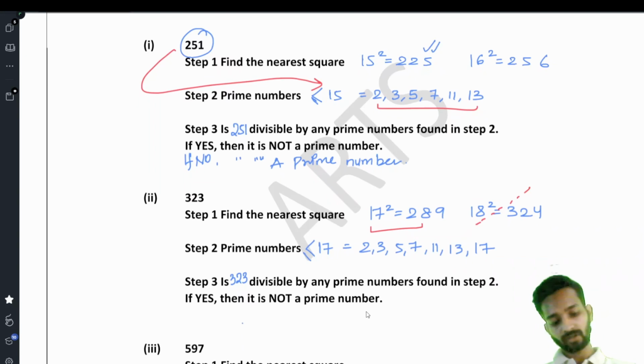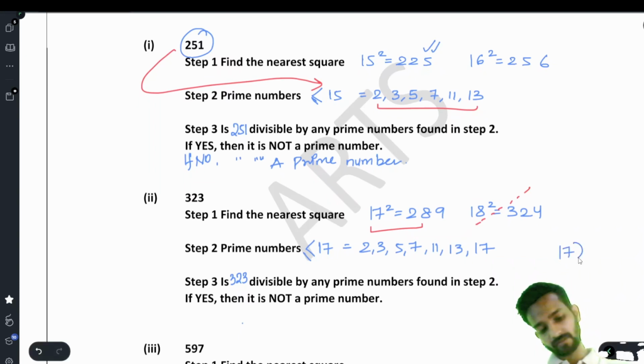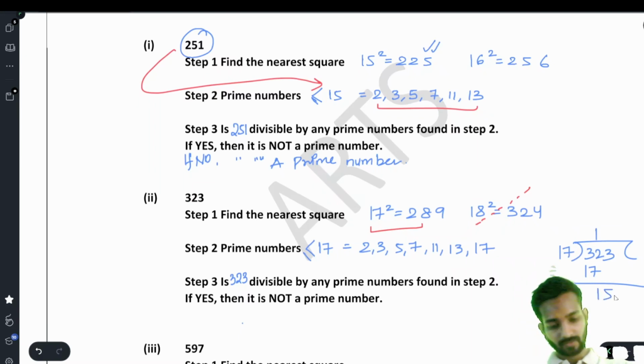For your information, 323 will not get divided by 2, we know that. Now 3, 5, 7, 11, 13, I think it will get divided by 17. Trying with 17 only, 17 ones are 17, then it will become 153. So 17 nines are 153.